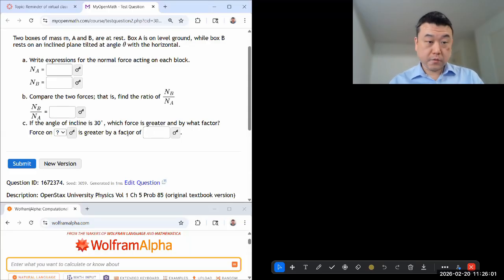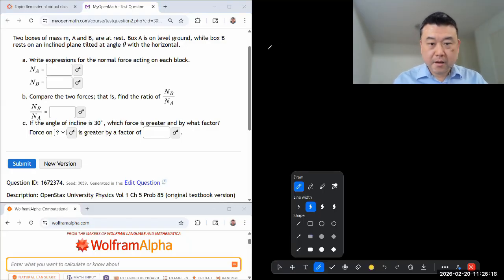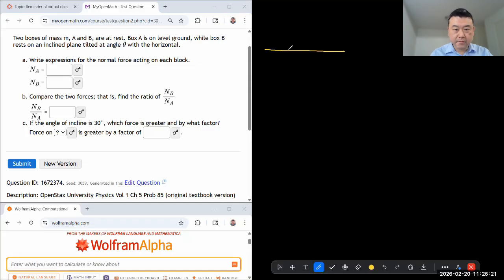So the question says, two boxes of mass M, A and B. Also, I think what it means is they both have mass of M each, and are at rest. Box A is on, let me just start doodling to make sure I get all the information. Box A is on level ground. I'm just going to label it as A. And box B rests on an inclined plane tilted at some angle, theta, with respect to horizontal. And this is box B. I hope there's friction, otherwise B is going to be sliding down.